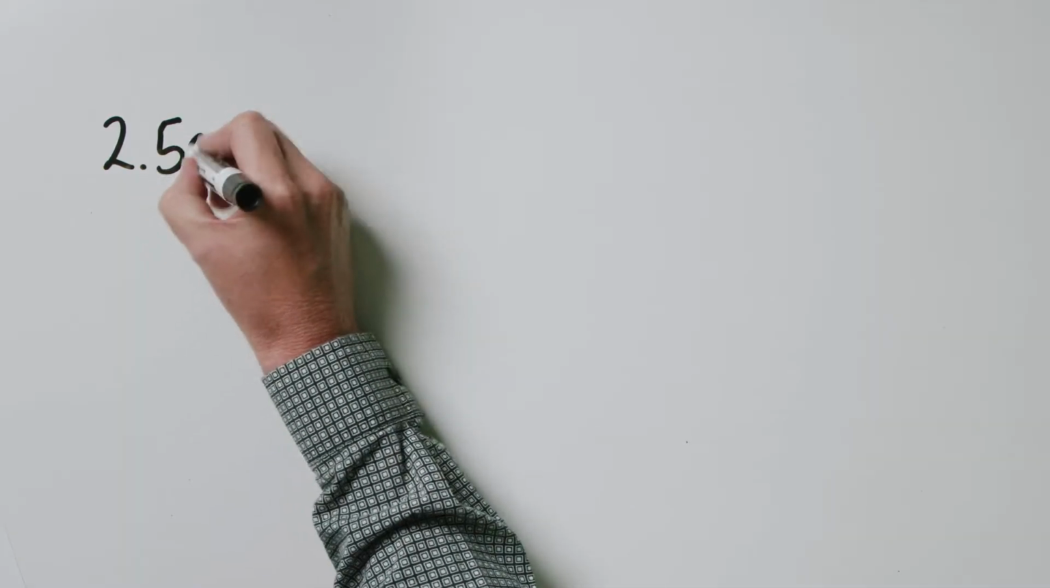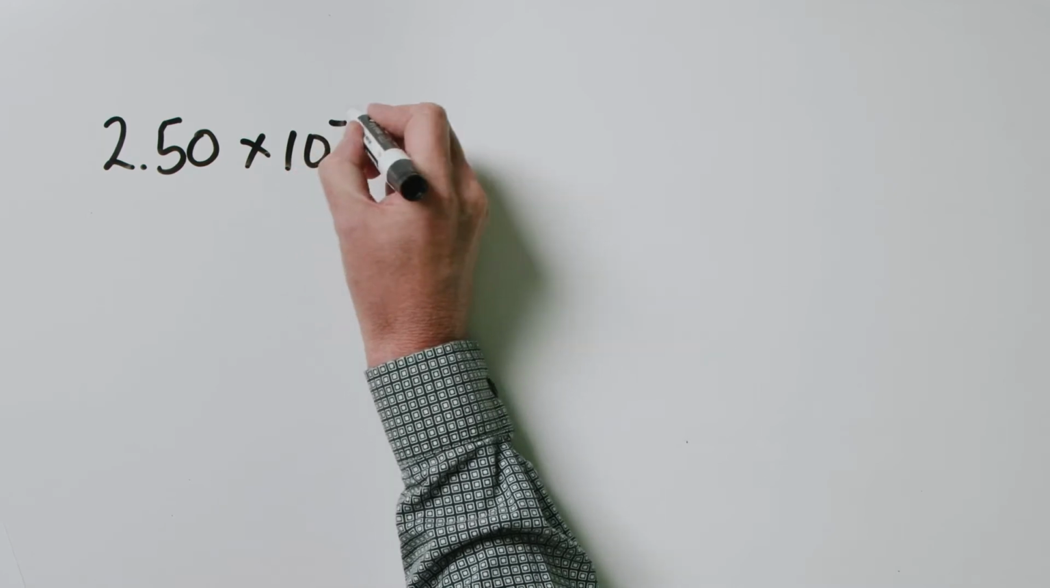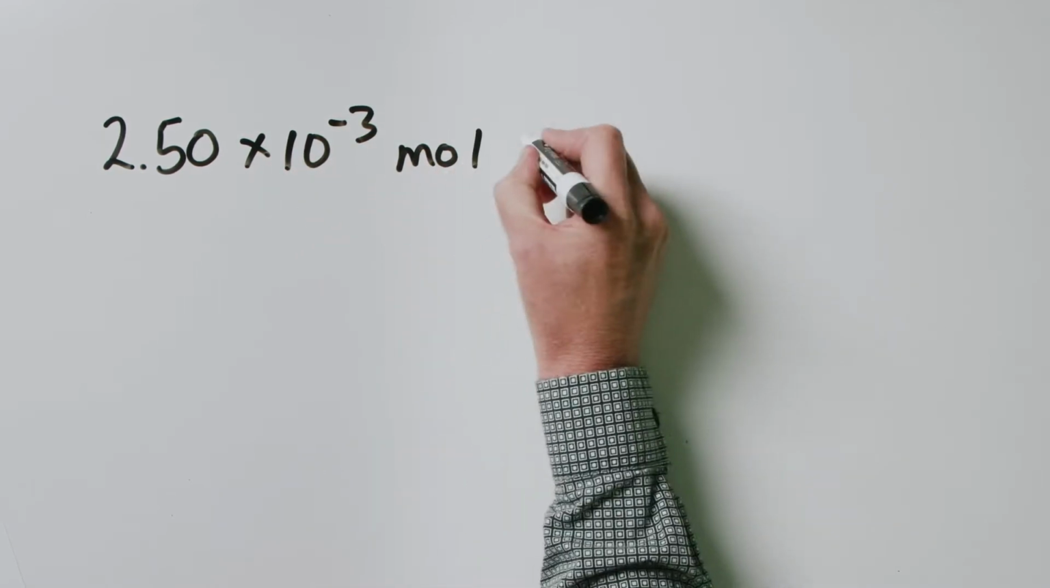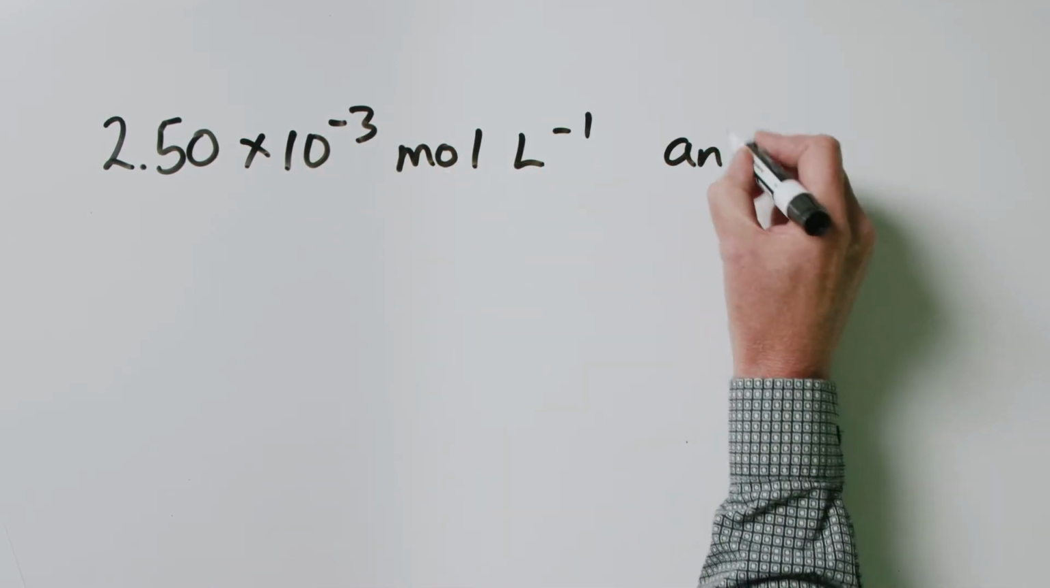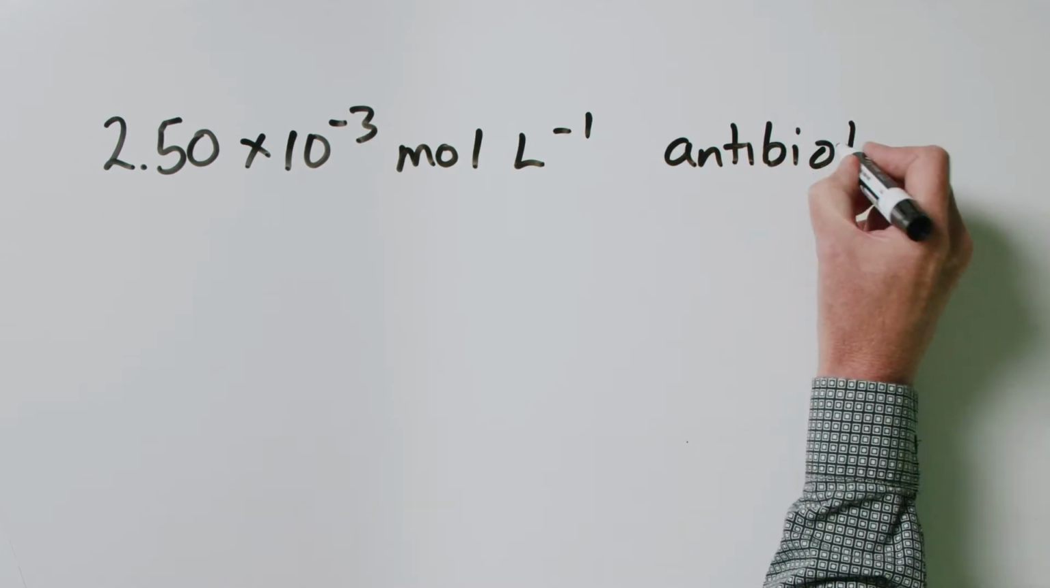So let's say that we have got a solution of an antibiotic and its concentration is 2.50 times 10 to the minus 3 mole per litre. So that is our antibiotic. And that's known as a stock solution, and that is basically one which we dilute to make the solutions of concentrations that we actually want.